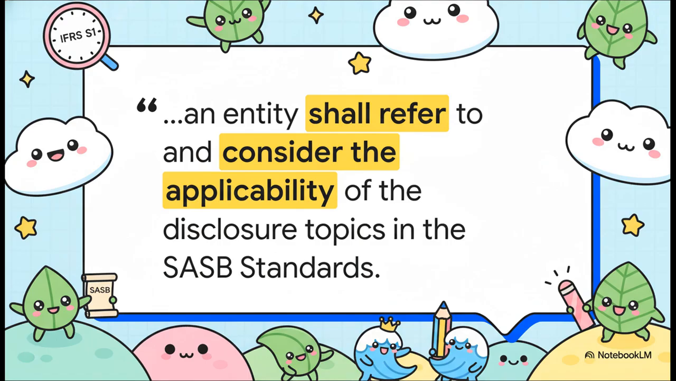And right here, this is the most important takeaway. The standard's exact wording in paragraph 55A is that an entity shall refer to and consider the applicability of the SASB standards. That little word, shall, is everything. It means this isn't optional guidance or a friendly suggestion. It's a required step in your compliance process, period.